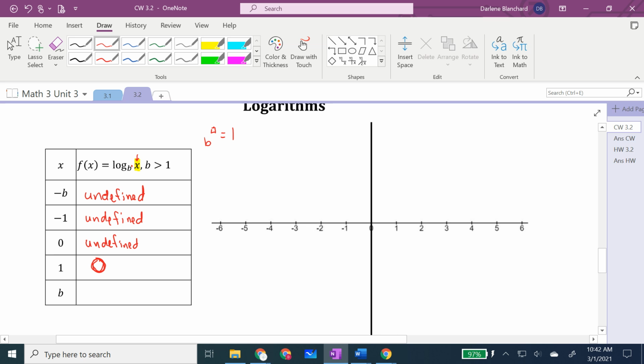And then if you are putting in the actual base of that logarithm, the answer is b to what power is equal to b. And let me make sure that you see who's who.